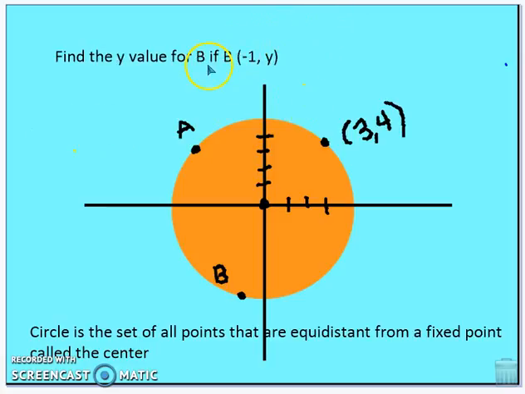All right, so now we're going to calculate the value for y for B. If the point B is (negative 1, y), I want you to use the distance formula and solve for y. I'm going to pause here.